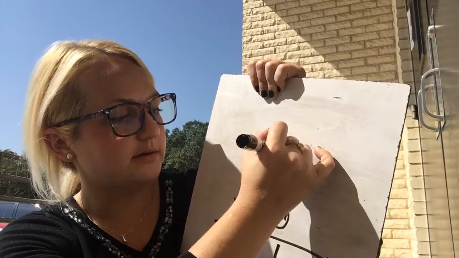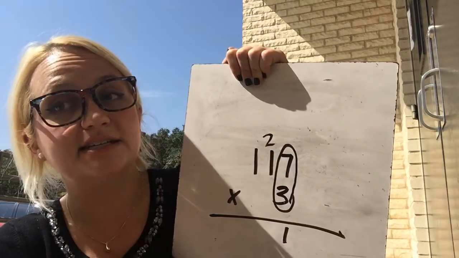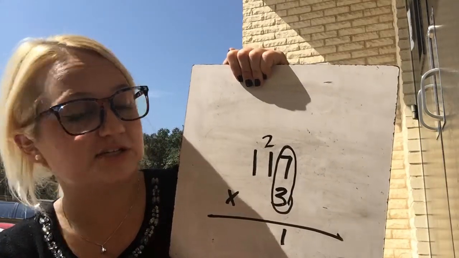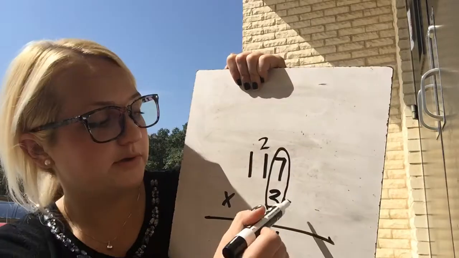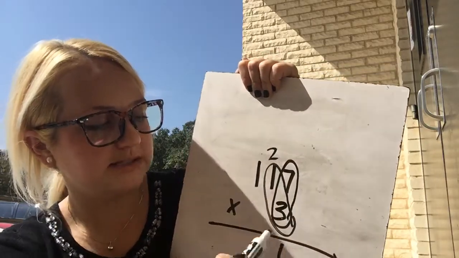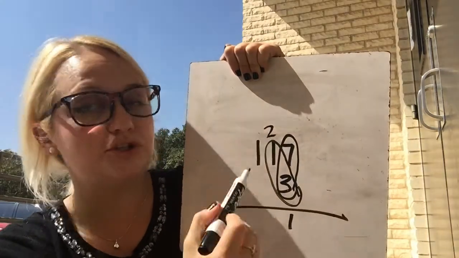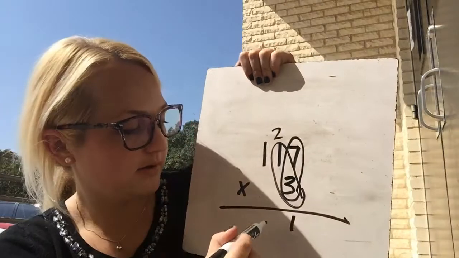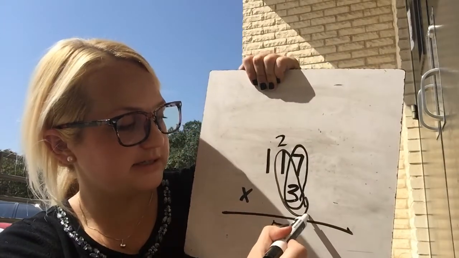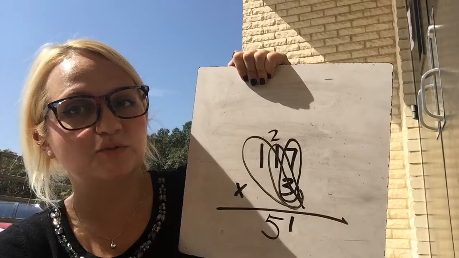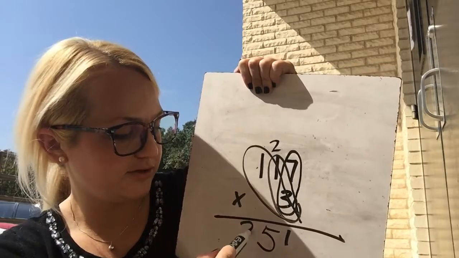You drop your 1 and you carry your 2. Just like in addition, you do the same thing for multiplication. Step 2, 3 times 1. 3 times 1 is 3 plus 2, 4, 5. Last, 3 times 1. 3 times 1 is 3, 351. So those were 3 different methods for the same problem, okay? I'm going to show you another expanded, and then I'm going to show you it again in standard, okay?